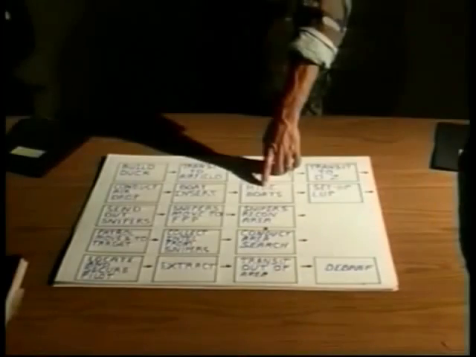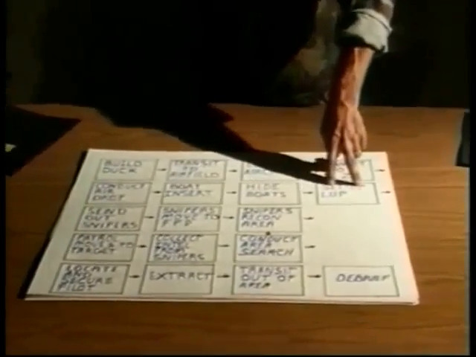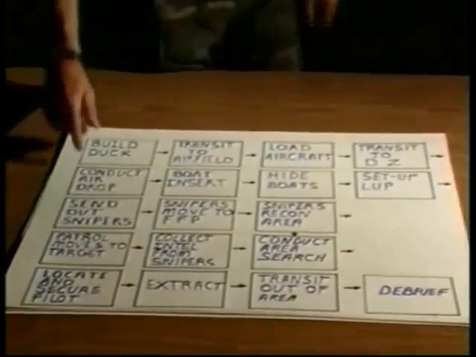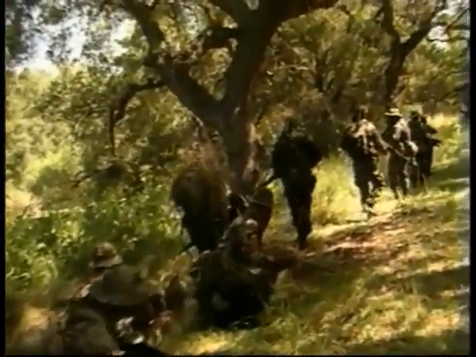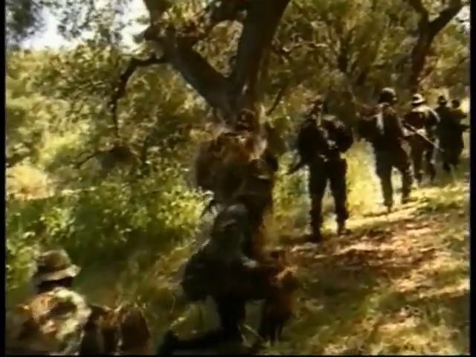Once we insert, we're going to hide the boats, set up the layout points, and send out the snipers from the layout point. At the same time the snipers are being sent out, the patrol is going to start moving to the target.